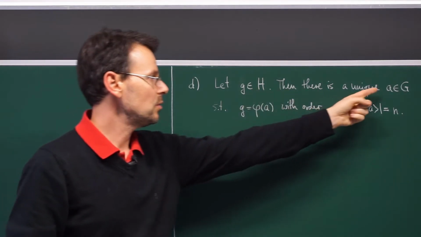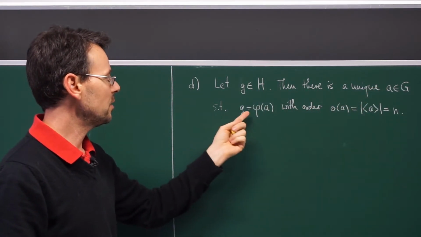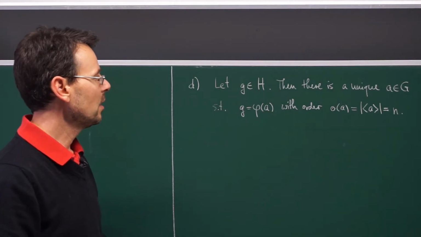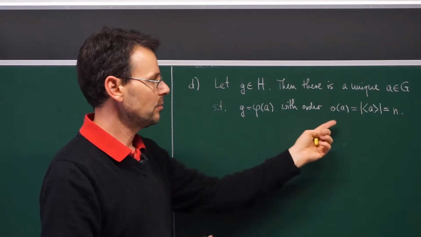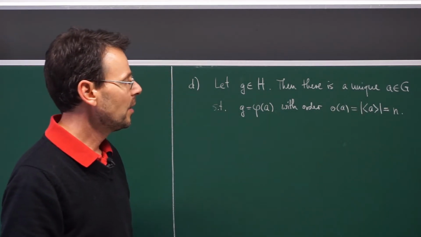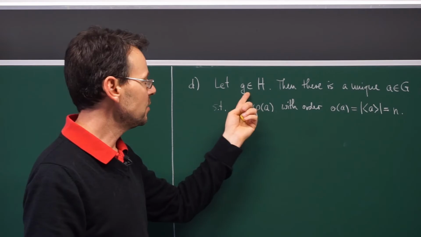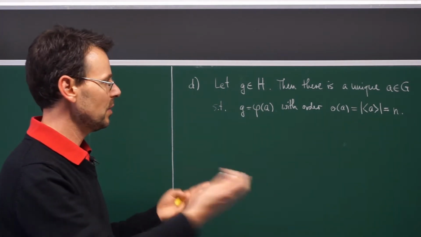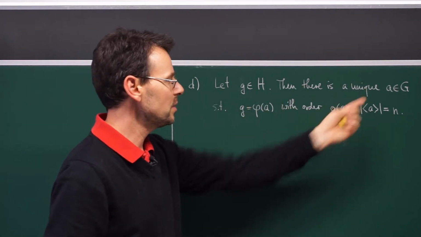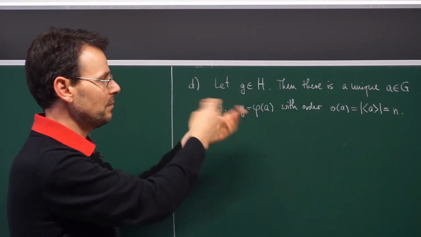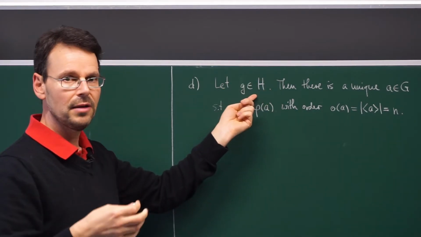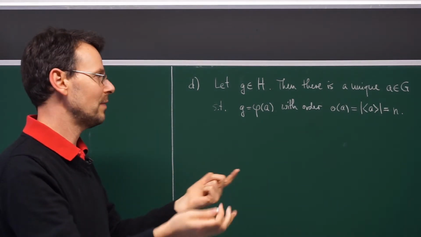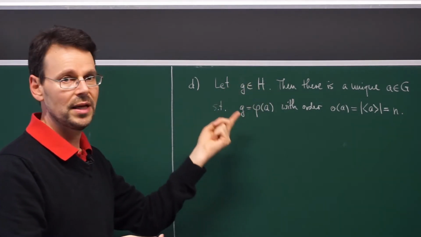Then we know there is a unique element of G such that G can be written as phi applied to this A. Now A has some order. We call it n. And now we're going to show that then this G also is of order n. This proves the claim in part D, because then we know, because of the one-to-one correspondence, if I have 17 elements of order 5 in this group G, then I will find exactly the same number of elements of order 5 in this group H.